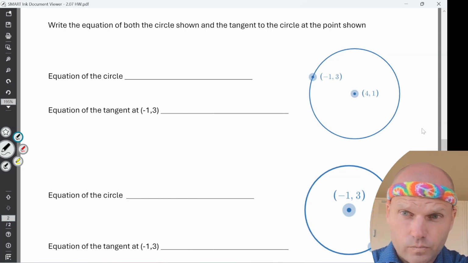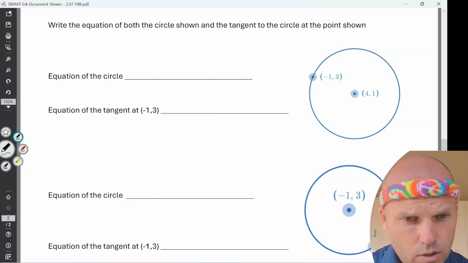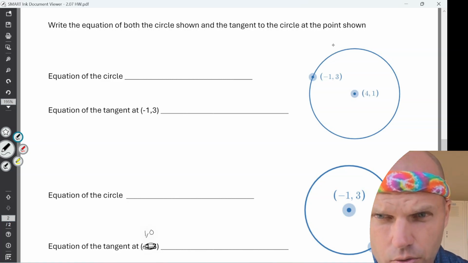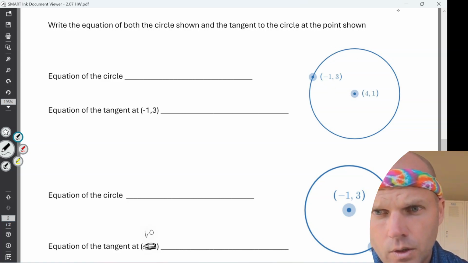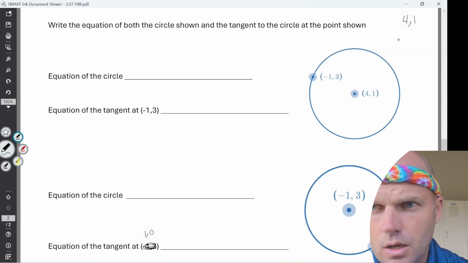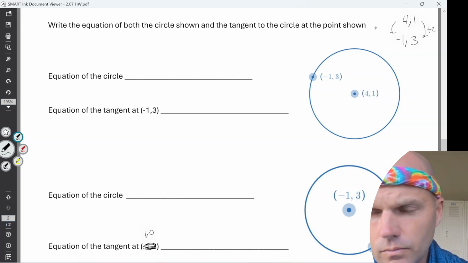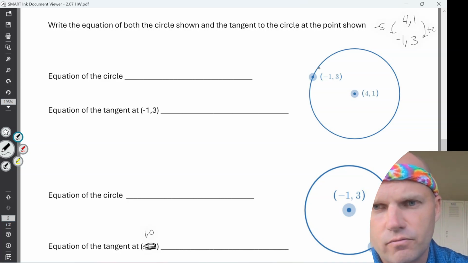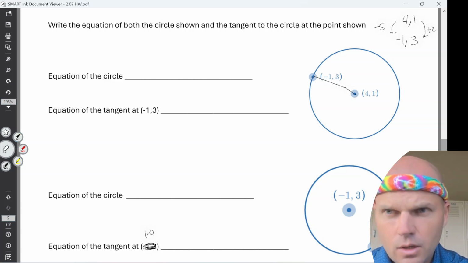All right. We've got the equation of the circle and the equation of the tangent. So the circle is centered at 4, 1. The point is -1, 3. Probably the easiest thing to do right now is to find the slope of this radius going from 4, 1 to -1, 3.